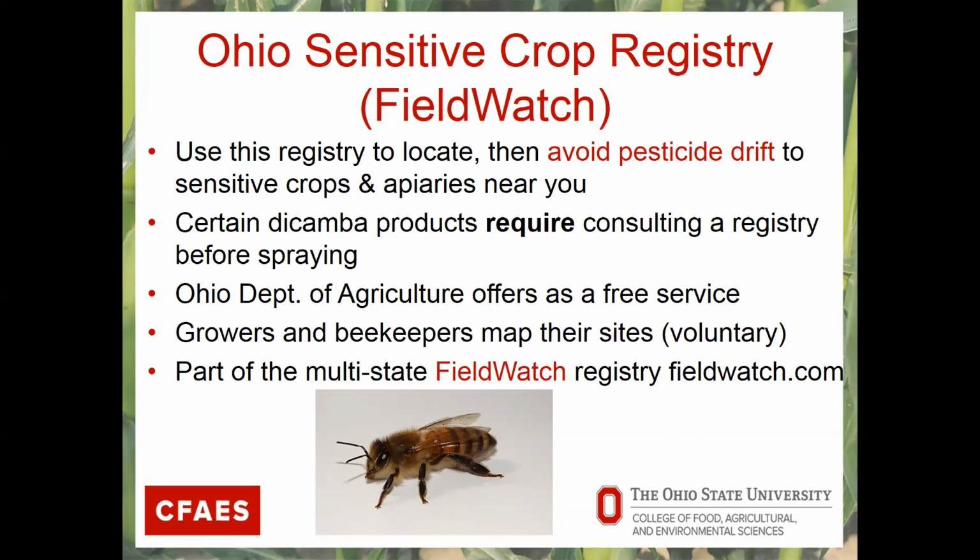Pesticide applicators can use the FieldWatch application to locate sensitive specialty crops and beehives. Commercial specialty crop growers and beekeepers enter the locations of their crops and beehives using the DriftWatch application. Beekeepers also have a BeeCheck tool to map their sites. All three applications are accessed via the FieldWatch website.